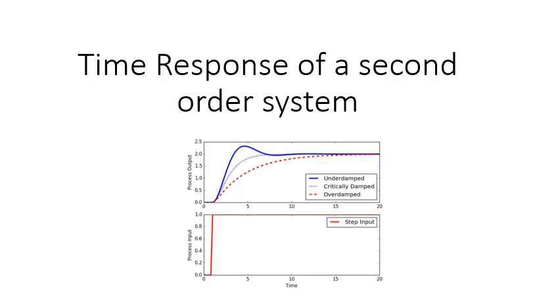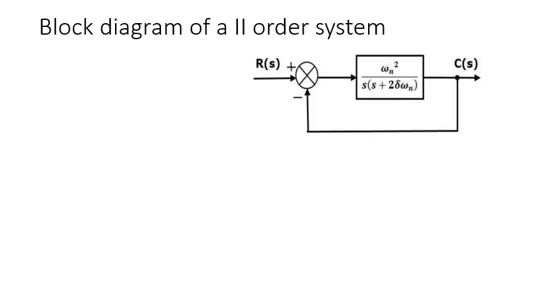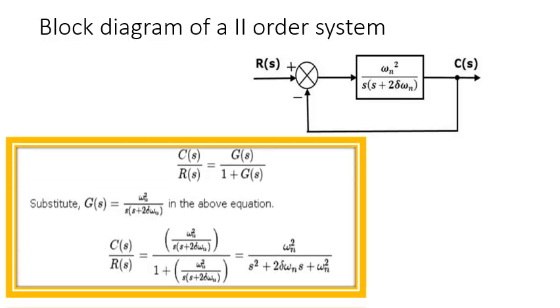Dear all, in this video we are going to see about the time response of a second order system. The block diagram of a second order system is given as shown in the figure. It is a unit feedback system, and you know how to find the transfer function of any closed loop system. It is given as G(s) divided by 1 plus G(s)H(s).